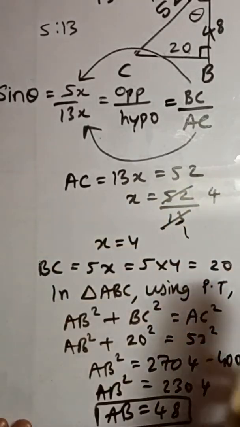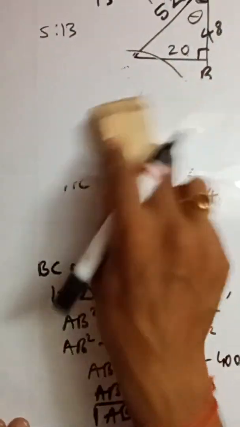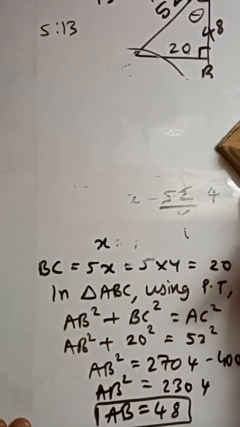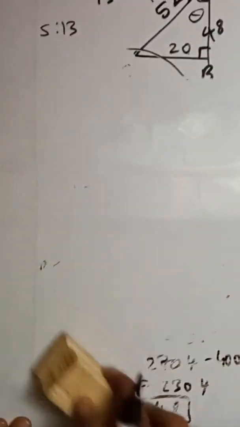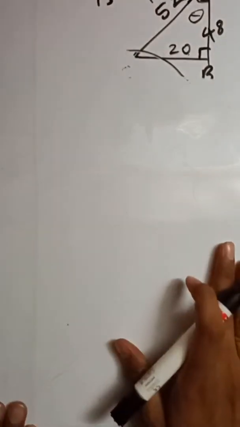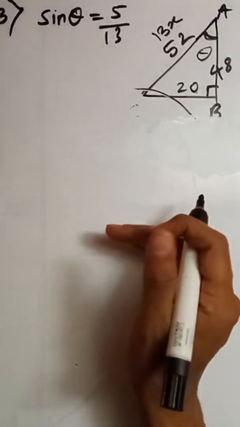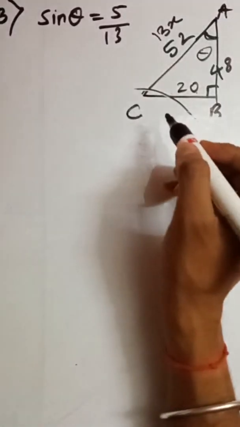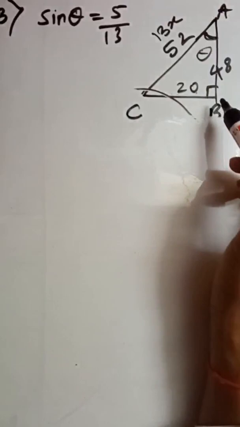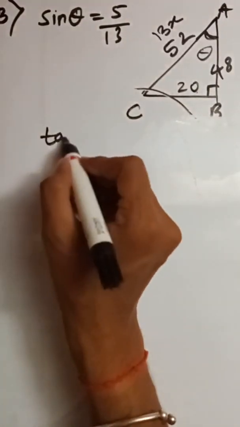Now I have all three sides. I'll erase this. You can pause the video and copy it. Now once I have all three sides, I can find whatever is required. So they want me to find tan theta. AB I already did, 48, BC also 20, and I have to find tan theta.